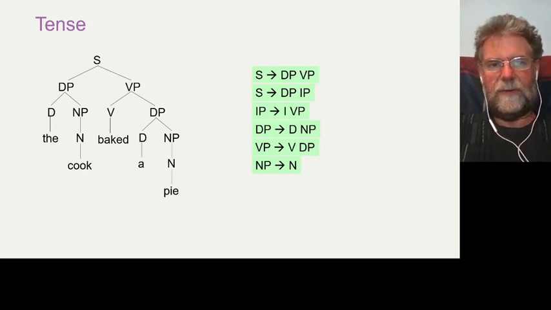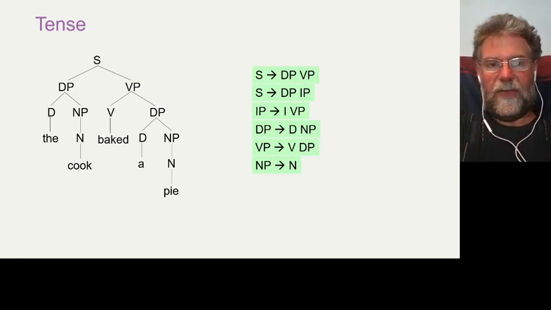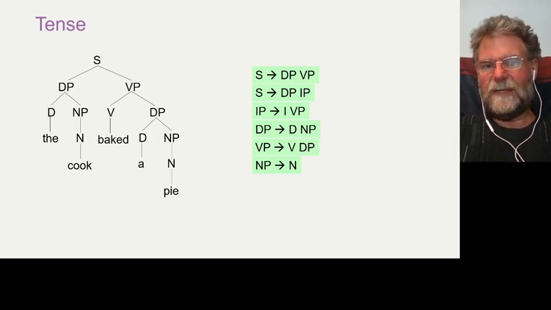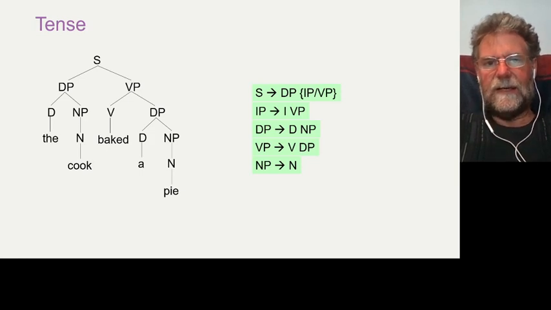So one thing we could do is just add another rule to that effect, saying now we've got two rules for the sentence. It either breaks up into a DP followed by a VP or a DP followed by an IP. Another thing we could possibly think about there would be to collapse those two rules into one slightly more complicated rule that gives rise to both options. So for example, we might do that like this.